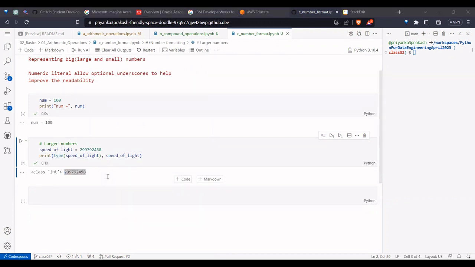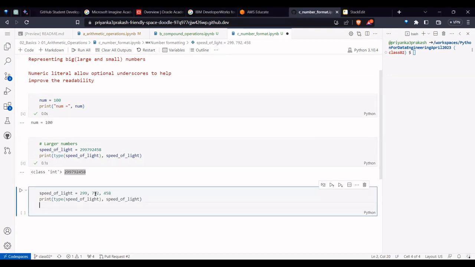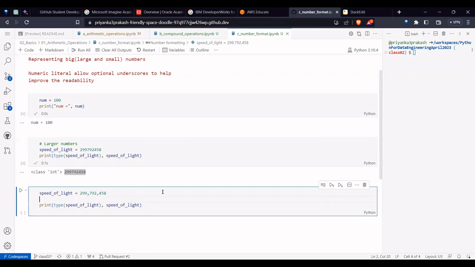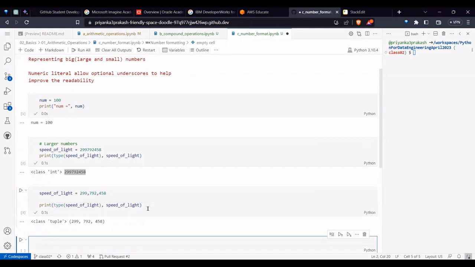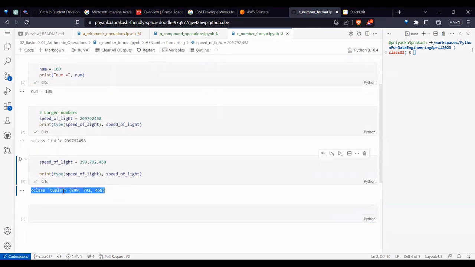But generally, what will happen when you have a large number in real time? When you have a large number, you separate it by a comma. Hope you remember? Anytime you have a large number, you try to display it like this, right? Comma separated. Why is this comma needed? For human beings, for better readability, we use this comma. But if you do the same thing with a comma in Python, it will not treat it like an integer anymore. It will treat it like a tuple.